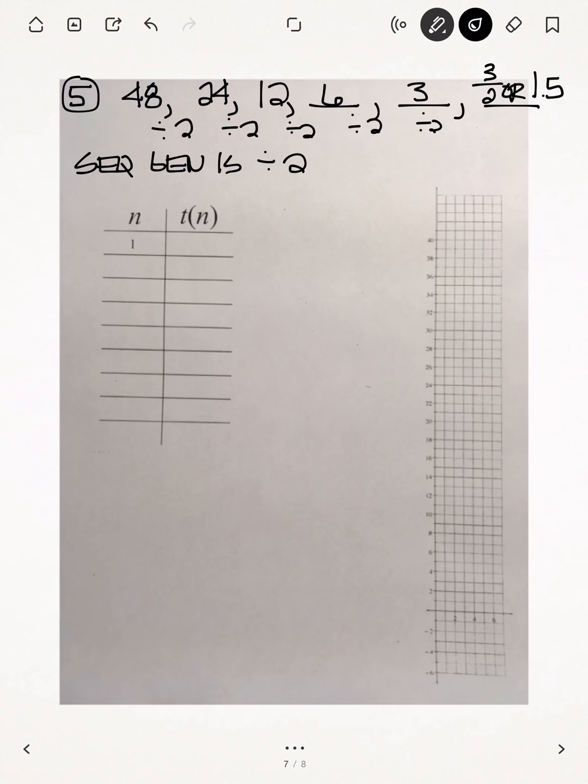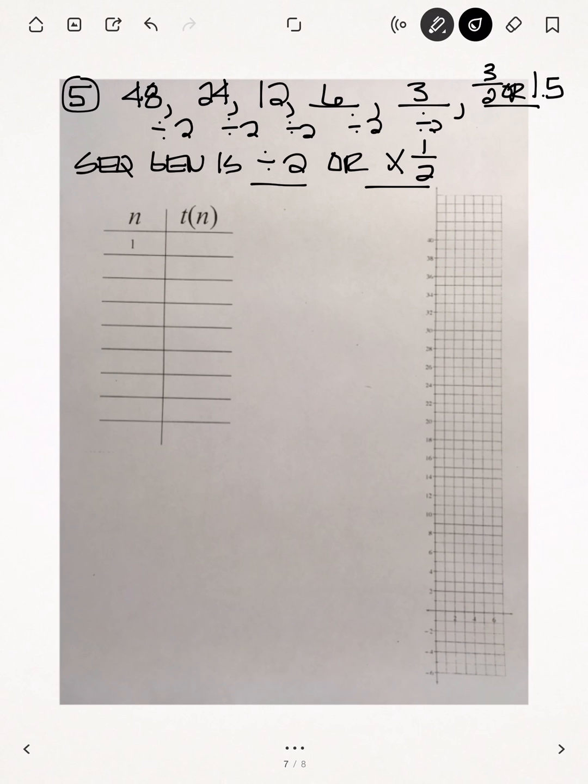Now, is there another way we could say that? Because if we could turn this into multiplication instead of division, then we would know that we would have an exponential sequence. Dividing by 2 is the same thing as multiplying by its reciprocal, multiplying by 1/2. So you can think of it as dividing by 2, but you can also think of it as multiplying by 1/2.